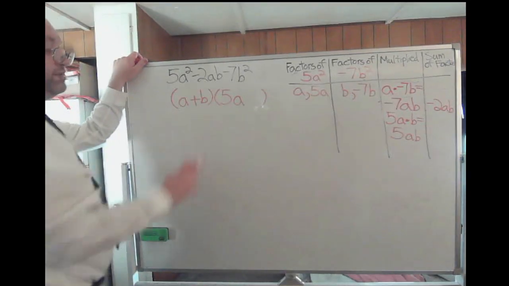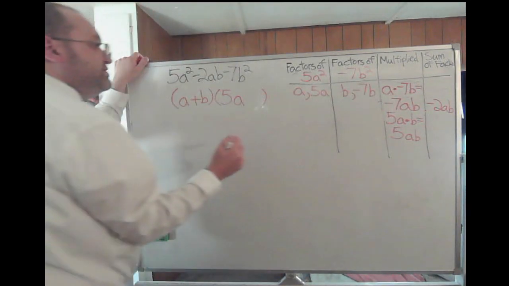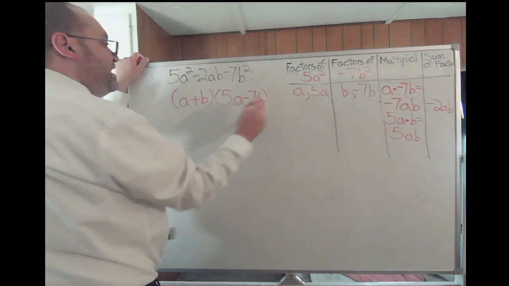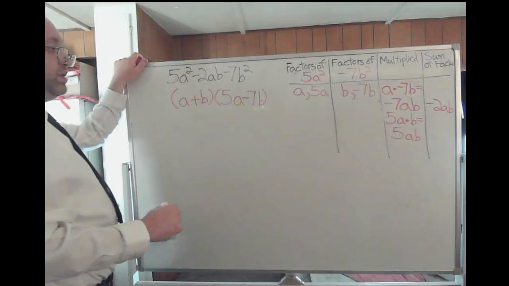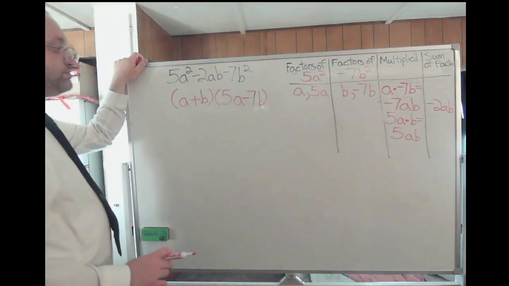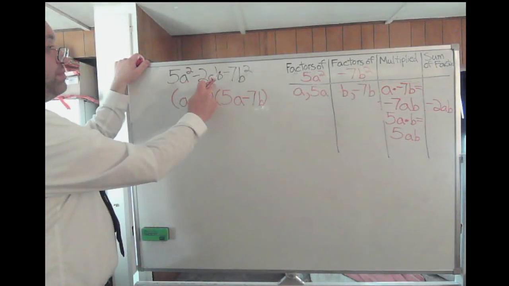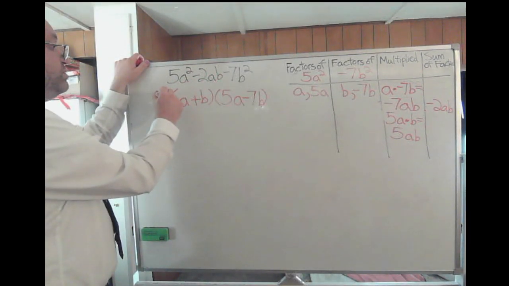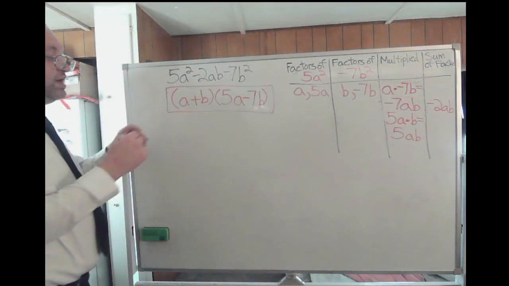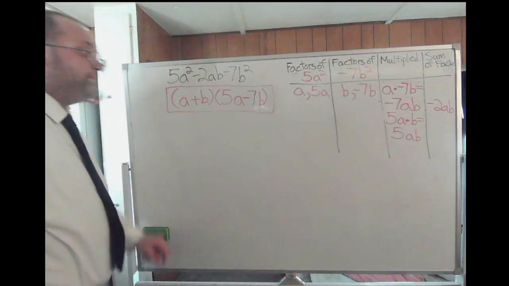You'll end up having a plus b, which means we multiplied a by negative 7b. So you'll have 5a minus 7b for your second quantity. And if you FOIL this out, you should end up getting 5a squared minus 2ab minus 7b squared. So the answer for this is the quantity of a plus b times the quantity of 5a minus 7b.